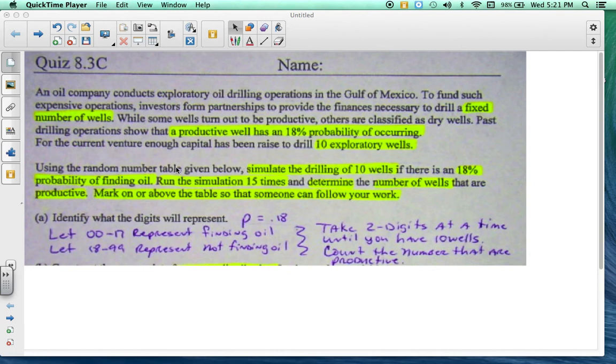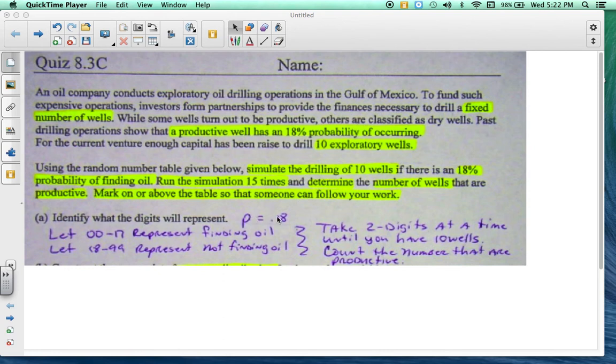So using the random table below, simulate the 10 wells, 18% probability, and we're going to run the simulation 15 times. Determine the number of wells that are productive. Mark on or above the table so that someone can follow your work. So you have to make sure you show your work.